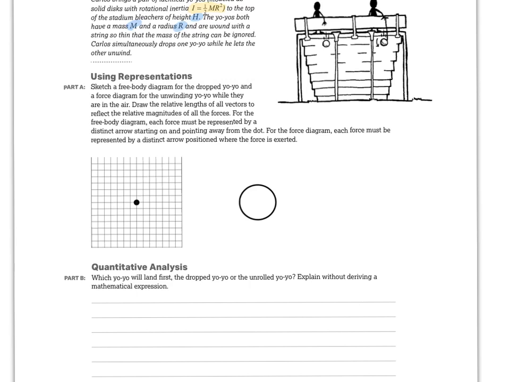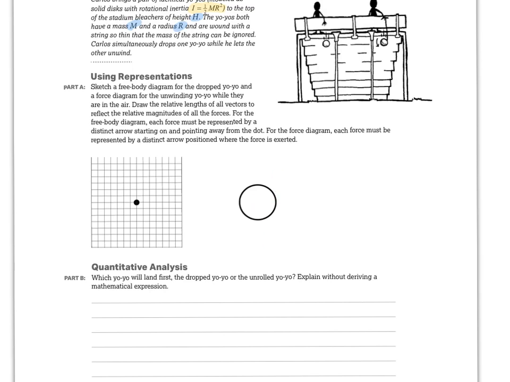For the free body diagrams in part A, you first want to just see the difference of this person just dropping the yo-yo, so it's just in free fall on its way down, whereas this person is letting it unroll by the string. So that'll make the difference of just drawing the force of gravity compared to what they call a force diagram, where you actually have to draw the forces at their particular locations.